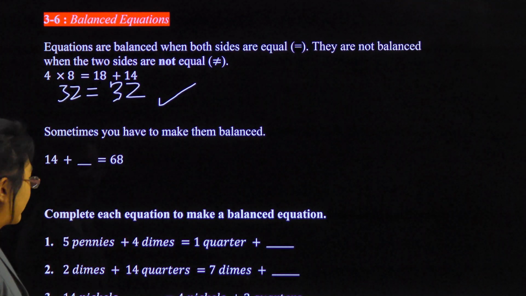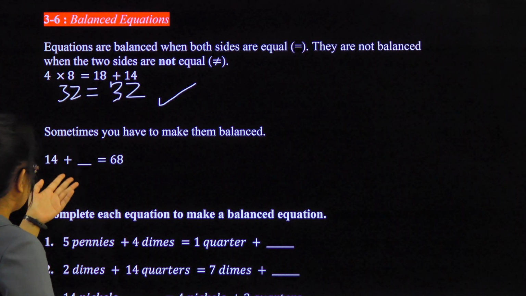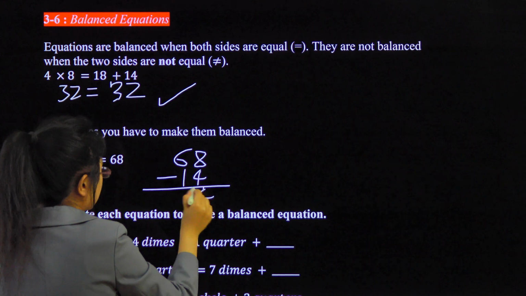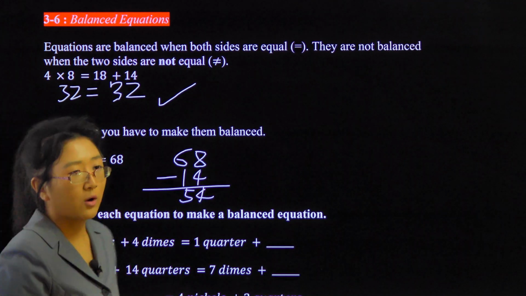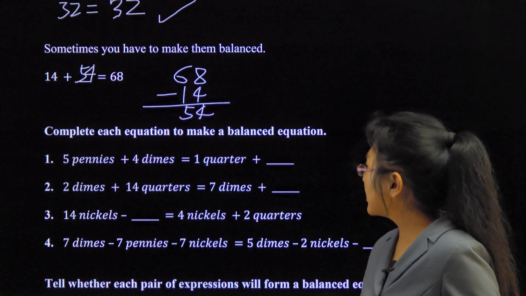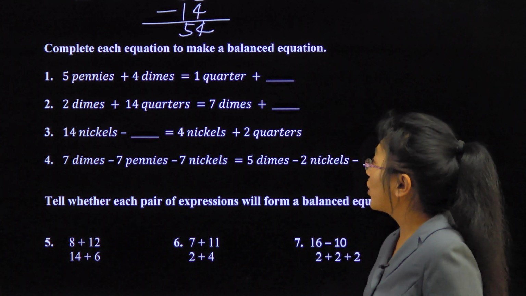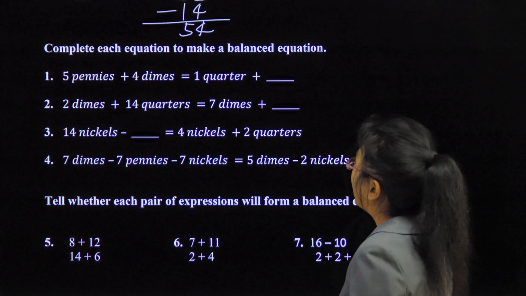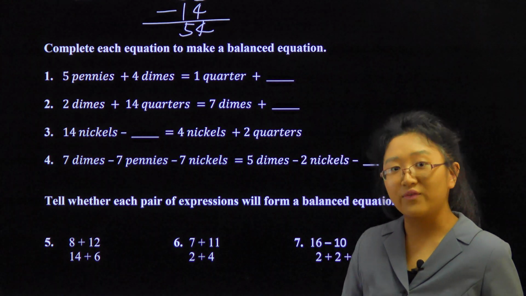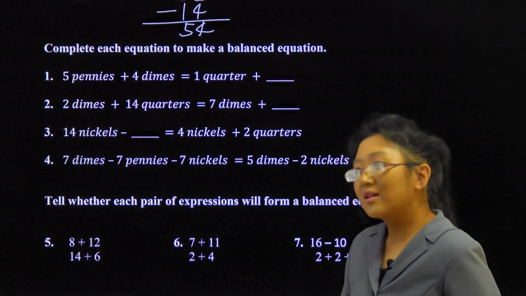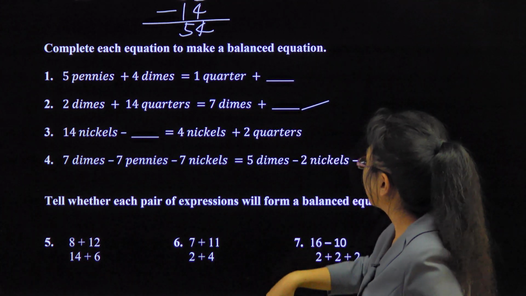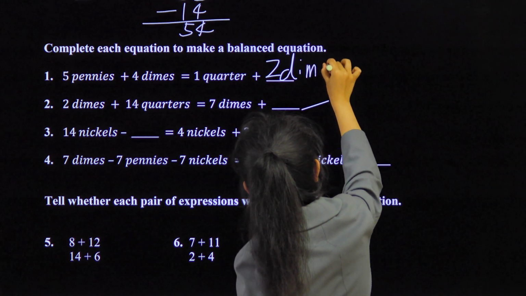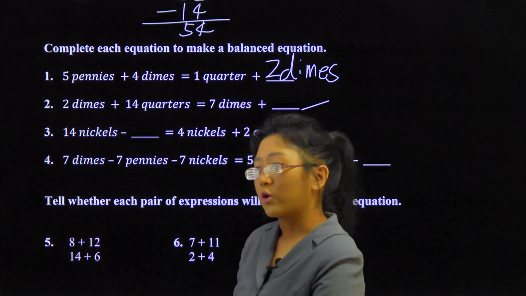Sometimes you have to make an equation balanced, such as 14 plus something equals 68. 68 minus 14 is equal to 54. Therefore, 14 plus 54 equals 68. Complete each equation to make a balanced equation. 5 pennies plus 4 dimes equals 1 quarter plus what? 5 pennies is 5 cents, 4 dimes is 40 cents, that's 45 cents. Now, 1 quarter is 25 cents. 45 cents minus 25 cents is the value of this unknown thing. And that's 20 cents. 20 cents can be 2 dimes. You could also put 20 pennies or 4 nickels.